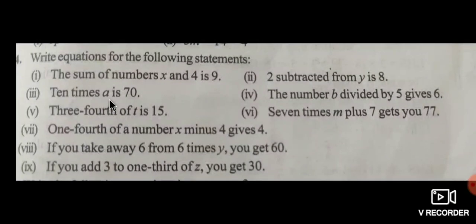Next. 7 times M plus 7, it's already over. We already solved. The number B divided by 5 gives 6 means B by 5 is equal to 6. Here it is over. 1/4 of a number X, it's already over. If you take away 6 from 6 times Y, you get 60, so 6y minus 6 is equal to 60. And the last one, if you add 3 to 1/3 of z, 1/3 of z means z by 3, plus 3, we get 30.